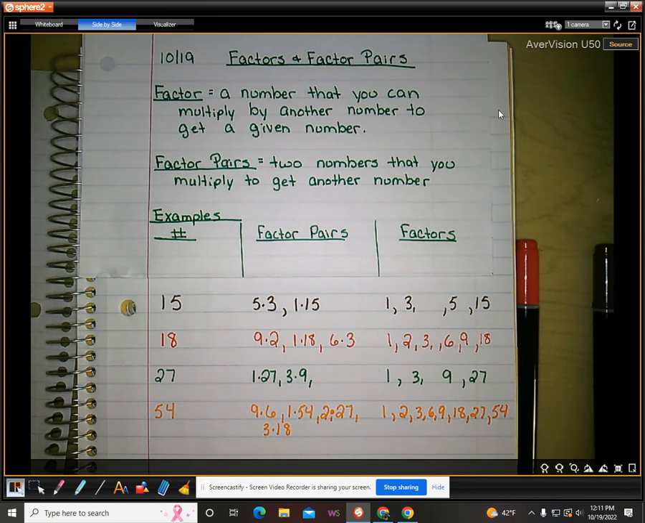Read the question carefully. E5 is factor pairs. So that's where you're figuring out what 2 numbers can you multiply together to get the given number. Okay? So we're working on E4 and E5. Several of you, when I graded yesterday's assignment, E3 and E6, you didn't do it. So you need to do 4 and 5 first.